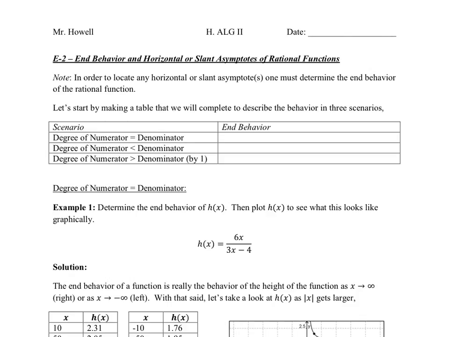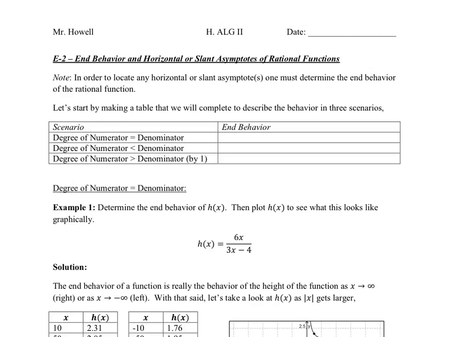Now, we're going to have three scenarios in this section that we're going to really focus on. We're going to focus on when the numerator has a higher degree than the denominator, when it's equal to the denominator, and when it's less than the denominator. Those are the three scenarios that we're going to really be looking at here. So let's take a look at this first example here.